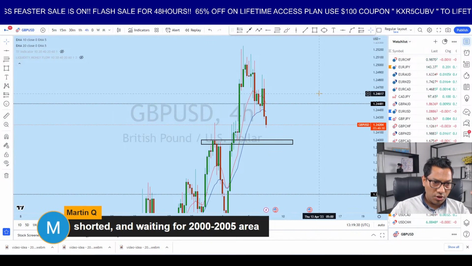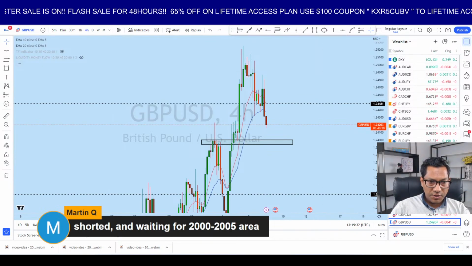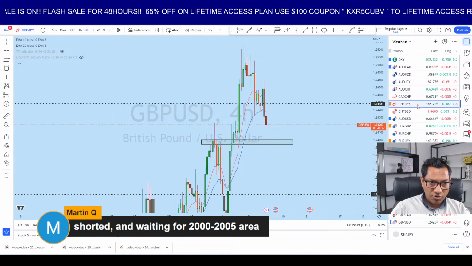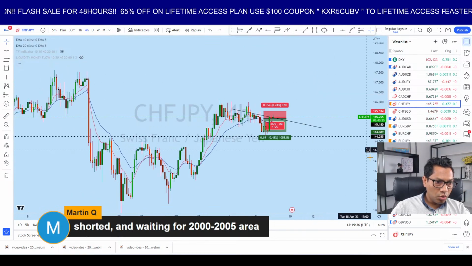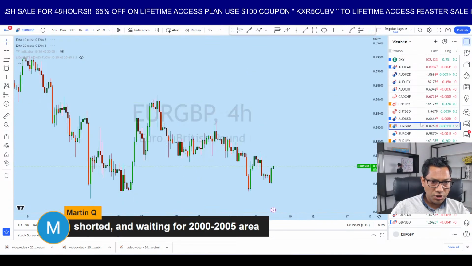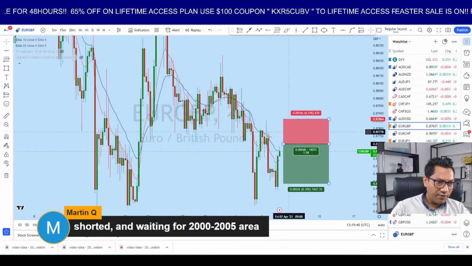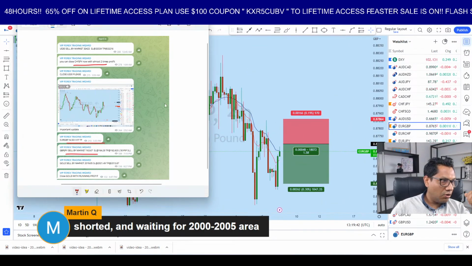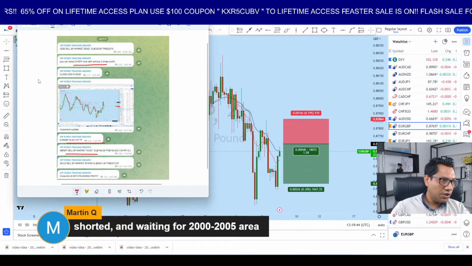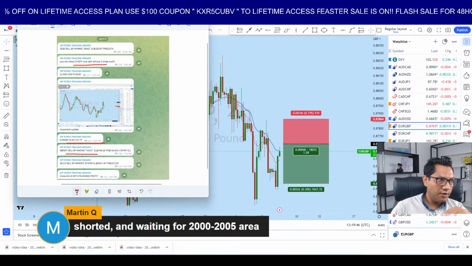Now we are doing very well in our academy, students learning the strategies, and back to back we are winning trades. Yesterday we had a CHF-JPY trade, which closed with 2 times profit, Euro GBP 1.5 times profit, and you can see all the entries, stop loss and take profit. You can pause and look at that.